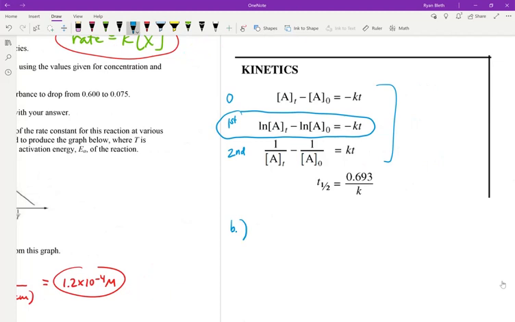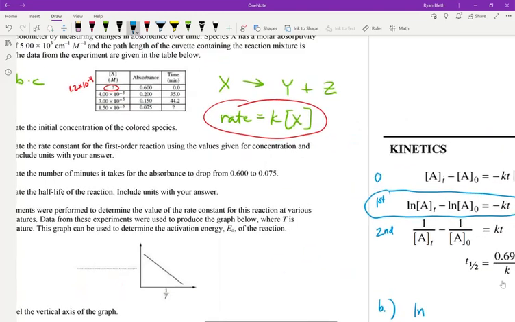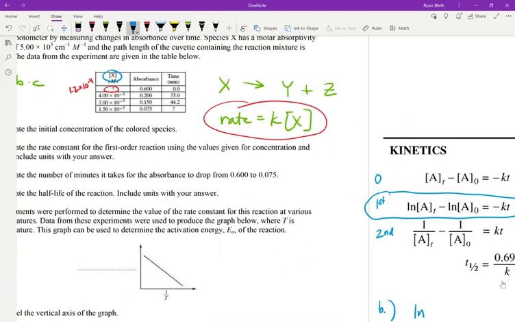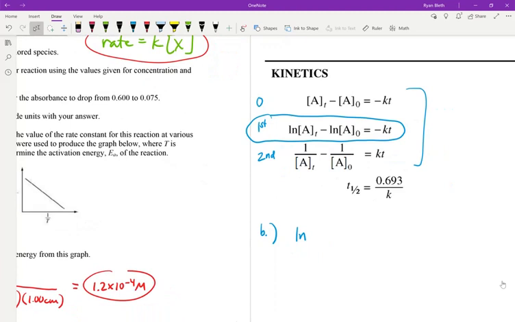We'll have the natural log of A at time t, and in this problem instead of A, they're just using x. So I'm going to substitute that in. The natural log of x at time t minus the natural log of x at time 0, or the initial concentration of x, equals negative kt. I want k to be by itself over here, which means I'll divide by negative t to the other side. So there's k isolated on its own.